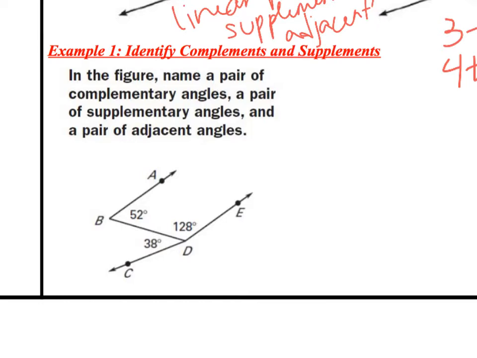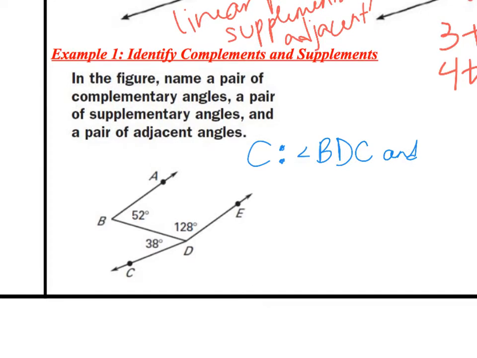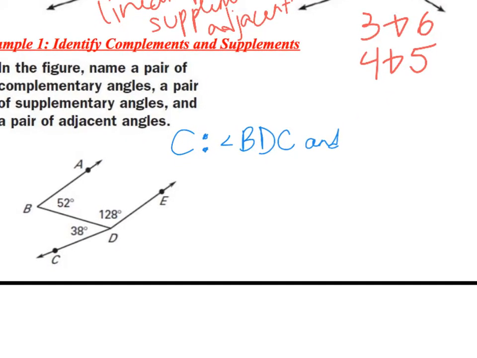Okay, how about Alyssa? Tell us a pair of complementary angles. BDC and ABD. Do you guys agree? Angle BDC and ABD. Yep, those add to 90, and so they are complementary. Remember we talked about how we need to make sure we put that angle sign in front of it. It's like saying Mrs. Brandt. You say that prefix.